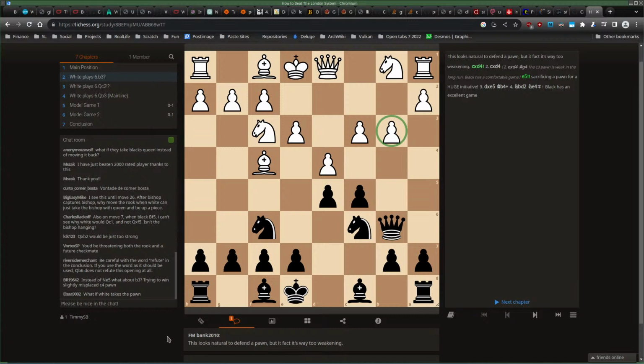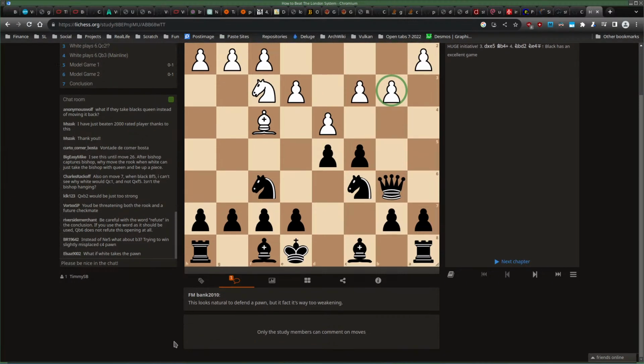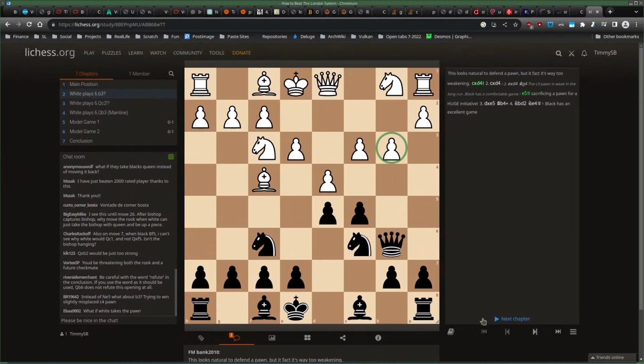Defeater Master says, looks natural to defend the pawn, but in fact it's too weakening. Okay, fine, explain. Nobody explains anything here. Oh yeah, that looks like a natural defense. It's way too weakening, but it is explained. C takes d4. And then c takes d4, takes towards the center, I guess.